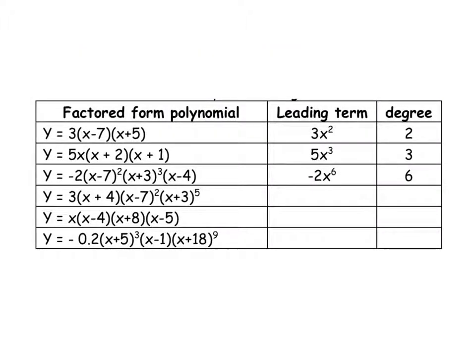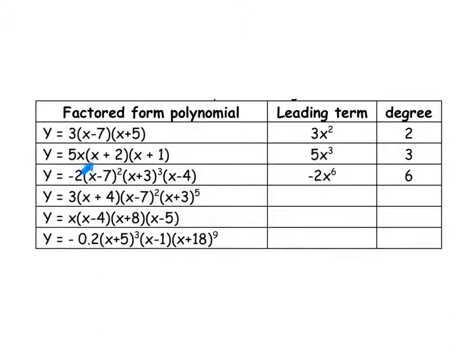If I'm in factored form, I have to do a little bit more thinking about it. So my A in all of these is already factored out, so that's helpful. Then I need to look at what my leading term would be if I multiplied everything out. That doesn't mean I have to multiply everything out. That just means that if I were to multiply this, the most number of times that I would be multiplying x by itself is twice, x times x. So 3 would be my leading coefficient, and then x to the second is going to be my leading term, 3x to the second, which makes my degree 2.